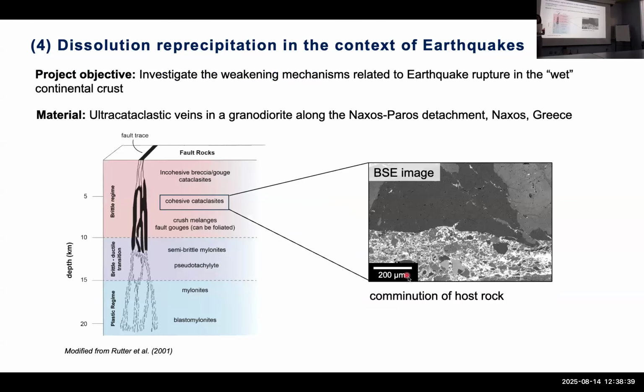So in this particular project, we wanted to investigate the weakening mechanisms related to earthquake rupture. To do this, we looked specifically at ultracataclastic veins from the granodiorite in Naxos. We targeted these ultracataclastic veins because they are fault rocks that have previously been linked to seismic friction.